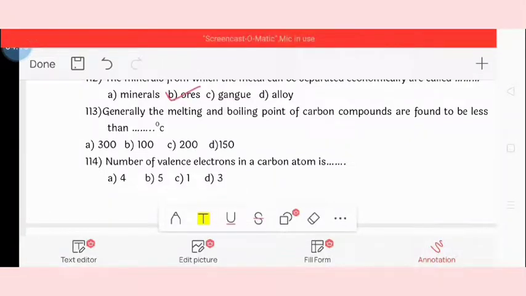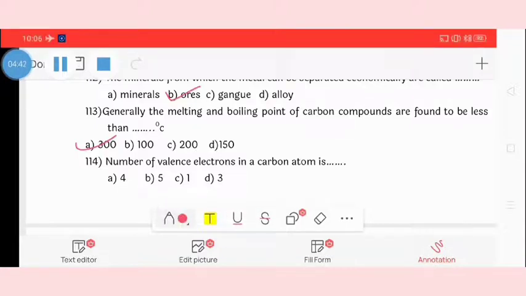Generally, the melting and boiling points of carbon compounds are found to be less than 300 degrees Celsius, 100 degrees Celsius, 200 degrees Celsius or 150 degrees Celsius. So the correct option is 300 degrees Celsius. The number of valence electrons in a carbon atom is dash. So the correct option is 4. The number of valence electrons in a carbon atom is 4.